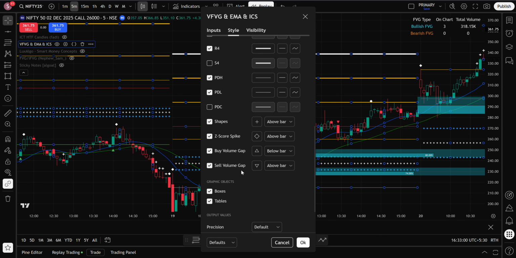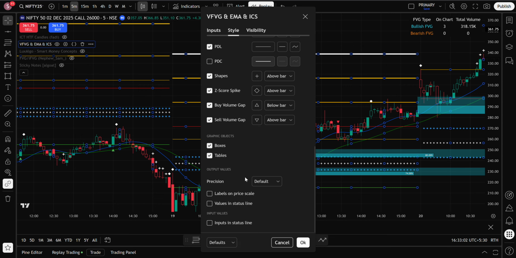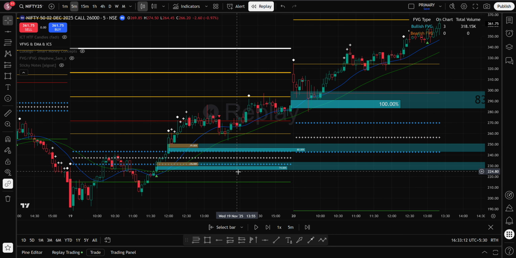If you do not want anything, if you want a cleaner chart, you can do that. So I will uncheck the labels on the price scale, values in status line, and inputs in status line, because I do not want those things. So I just remove that. Now come back to the indicator, how to use this.